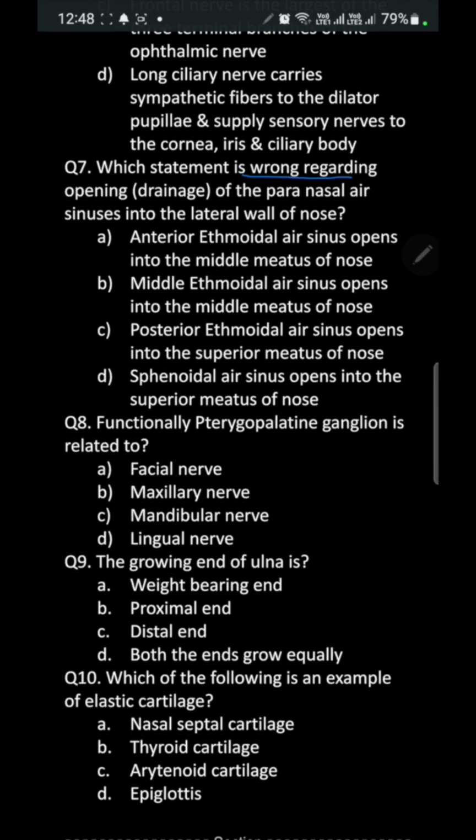Look, this is how you're going to revise the openings of the paranasal air sinuses. So you have to actually read all the options carefully. Sphenoidal air sinuses opens into the superior meatus of the nose. This is a wrong statement and this becomes the answer here. So remember, sphenoidal air sinuses opens into the sphenoethmoidal recess, which is the space above the superior concha towards the roof of the nose posteriorly on the lateral wall.